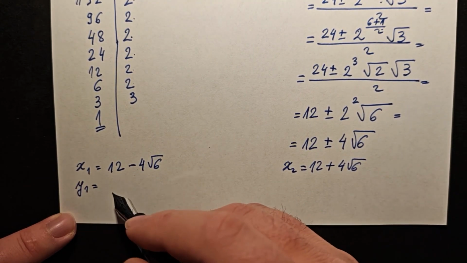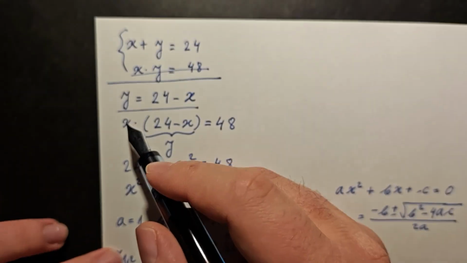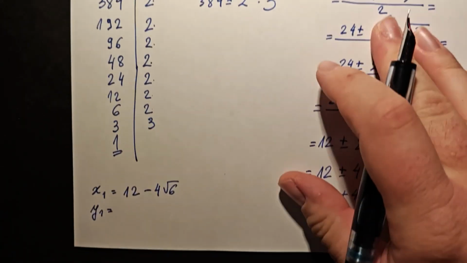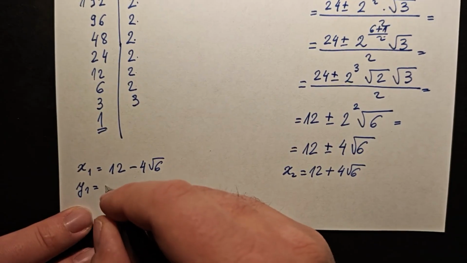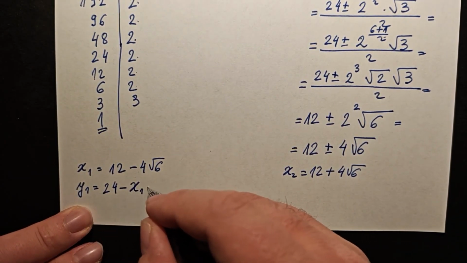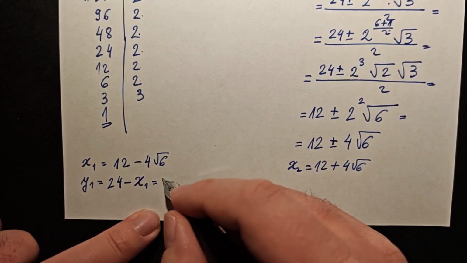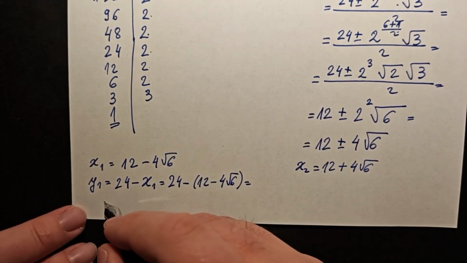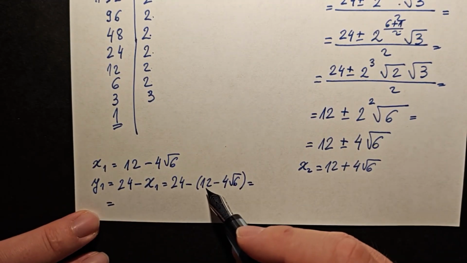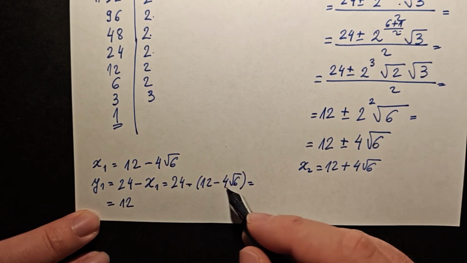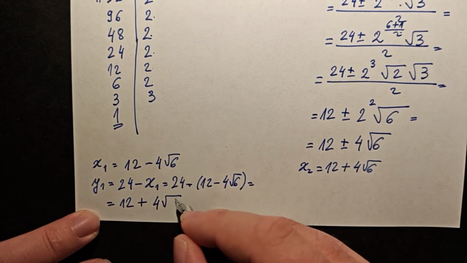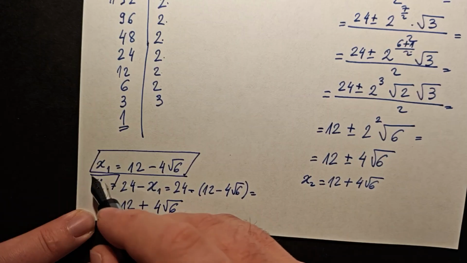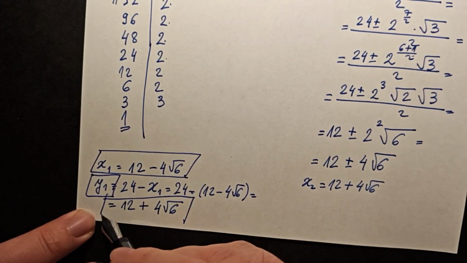y1 is going to be, as you recall our equation, y was represented in terms of x as 24 minus x. So we are going to use that connection, and that is 24 minus x1, which is going to give us 24 minus 12 minus 4 square roots of 6, which is equal to 24 minus 12, which is 12, minus negative 4, that is plus 4 square roots of 6. And this is our first solution for x1 and y1.